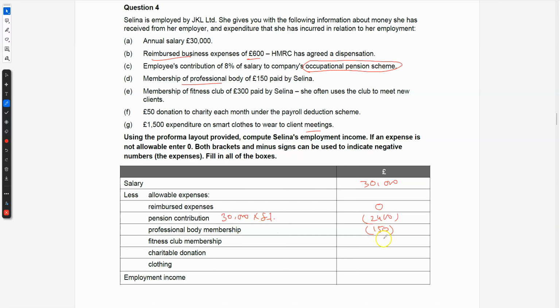Fitness club, no, it is not an allowable expense. Then donation, yes, donation is an allowable expense. So £50 a month, 50 multiplied by 12, 600. Clothing, no, clothing is not an allowable expense. So from 30,000 we can deduct 2,400, 150 and 600. So our employment income will be 26,850. All right, let's move to the next one.